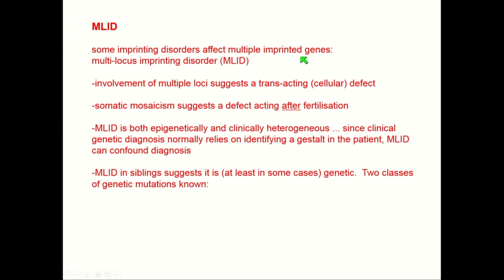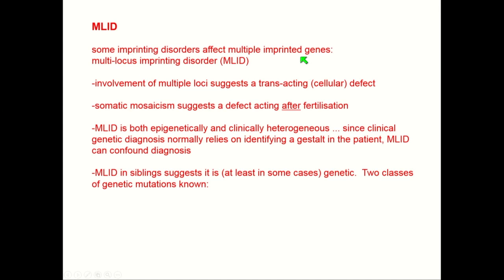Thirdly, MLID is epigenetically heterogeneous, so there aren't very clear patterns, I'll show you this, and clinically heterogeneous. Because until now the imprinting disorders have been classical descriptions, MLID has basically not been described until more recently. Frankly, they may be out there and we're not seeing them because we don't recognise them as having an imprinting disorder at all. Fourthly, MLID can be found in siblings, and this suggests that, at least in some cases, it's genetic.